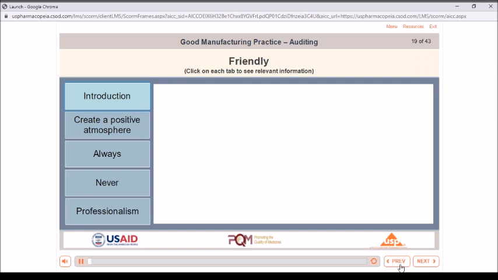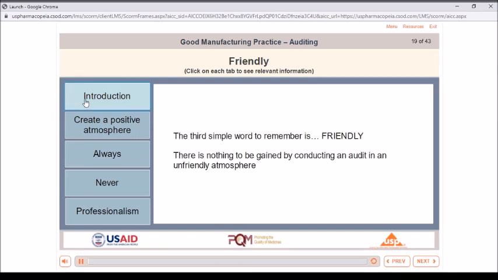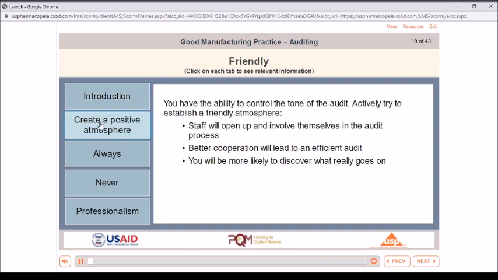Friendly. Introduction. The third simple word to remember is friendly. There is nothing to be gained by conducting an audit in an unfriendly atmosphere. Create a positive atmosphere. You have the ability to control the tone of the audit. Actively try to establish a friendly atmosphere.